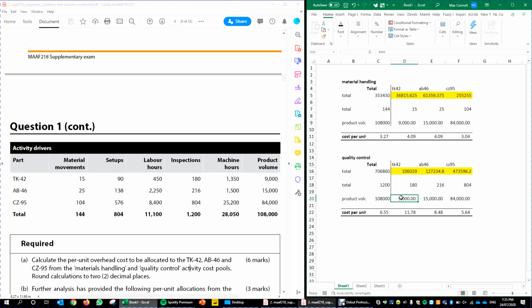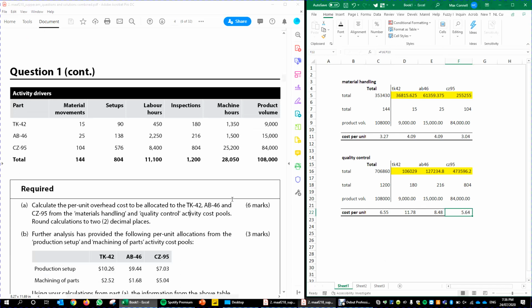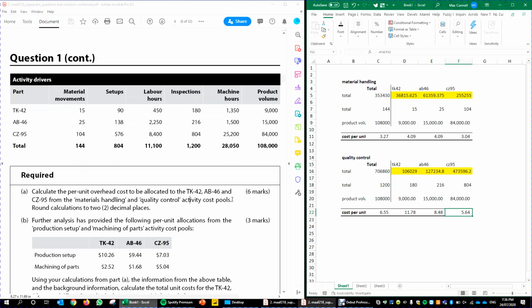So let's have a look at the cost per unit. Make sure we've done this right. So we've got allocation cost per unit is 11.78. Yep. 8.48, 5.64. Okay, perfect. So there's a full 6 marks for part A. That wasn't so hard. Let's have a look at B.